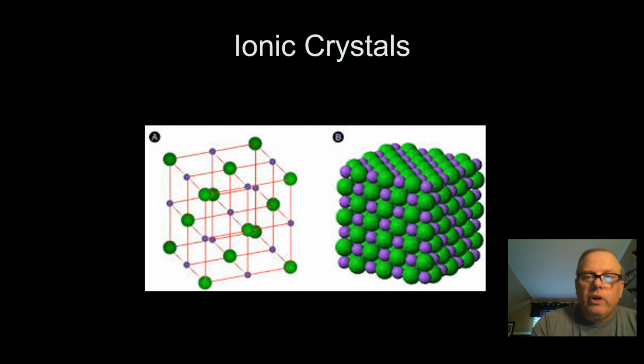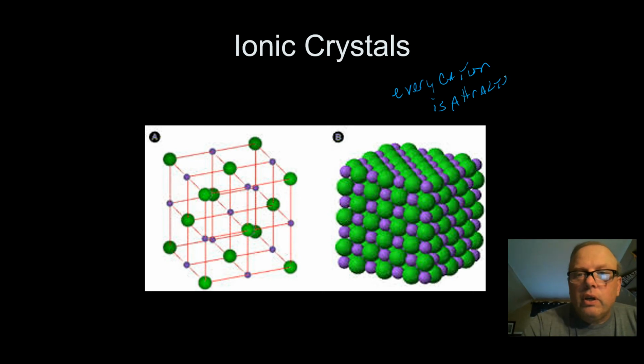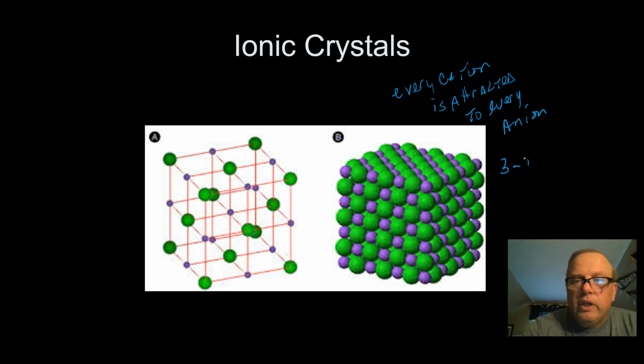Now, one thing to note about this is that every cation is attracted to every anion. So every positive particle is attracted to every negative particle, and every negative particle is attracted to every positive particle. They're going to set up then in this 3D order. This is called a crystal. Ionic substances are always crystals. That's why it says crystals here. Ionic substances always form crystals.